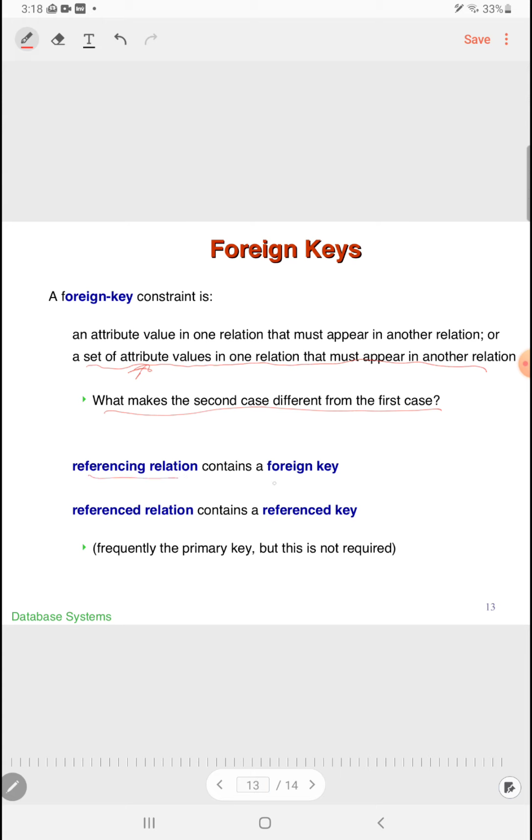Again, terminology: the referencing relation contains a foreign key. The referenced relation contains the referenced key. That's frequently the primary key. It's not required. What is required is efficient lookup. Again, we will cover that later.